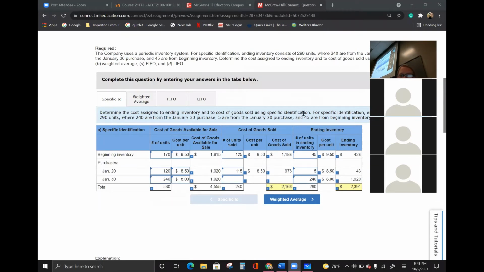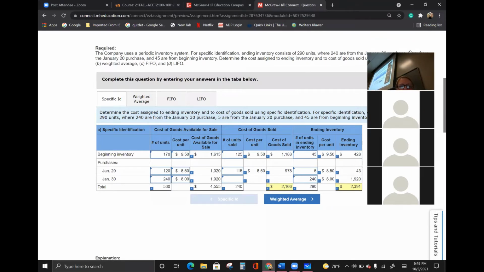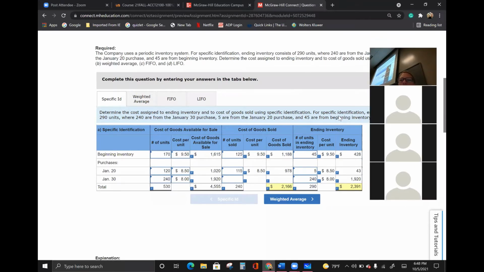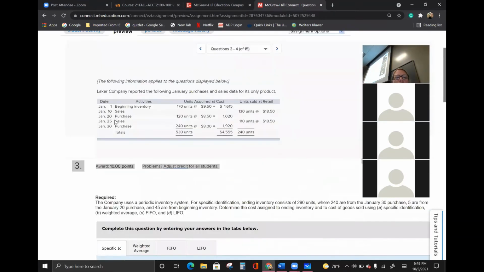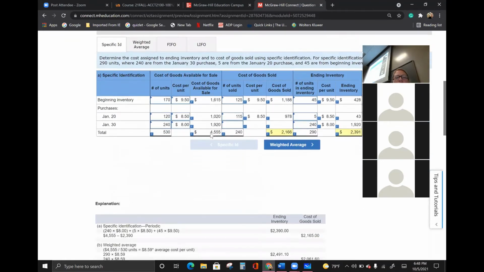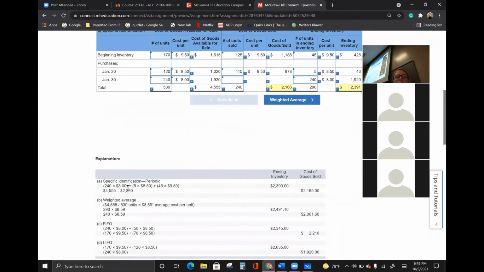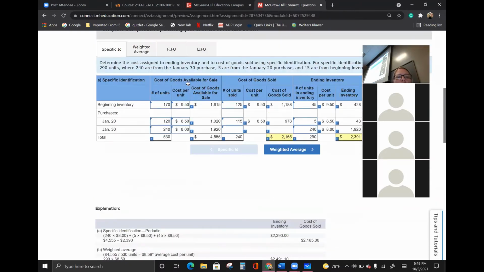So it's telling us what we had left. It says 290 units total. And then it breaks it out, 240 from the January 30th purchase. Well, what was the January 30th purchase? $8. So you can calculate that out to see, here's what I have left. If I have that left, it's still on my shelf. That's my ending inventory. And are they looking for ending inventory or are they looking for cost of goods sold?